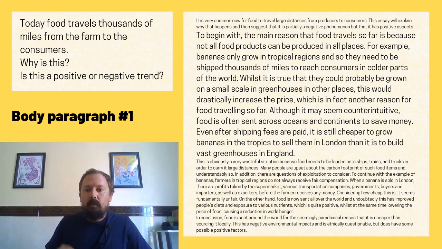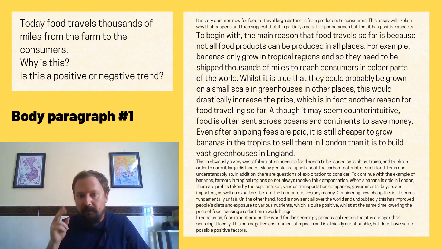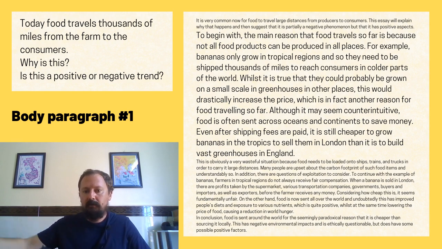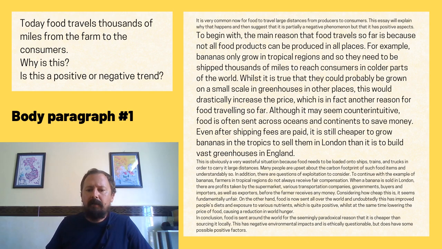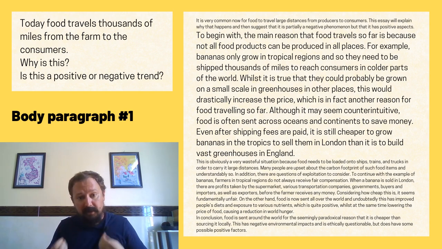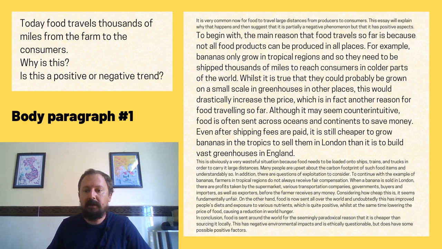So my next sentence then: "Whilst it is true that they could probably be grown on a small scale in greenhouses in other places, this would drastically increase the price, which is in fact another reason for food traveling so far." So I've given my second reason here. There's two reasons given. And I've done it without the formulaic version of saying, firstly, the main reason is, secondly, it is expensive. So I've done it in a more natural, more effective, and more cohesive way. I've also introduced this word here, greenhouses. This is a good word because it relates to agriculture, it relates to food. It's a topic-specific word, so that's very helpful for your score for lexical resource.